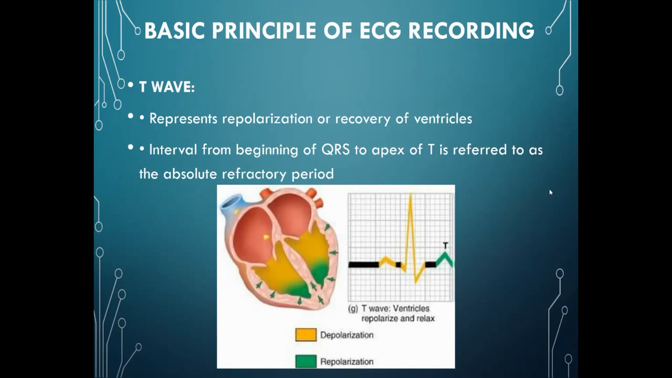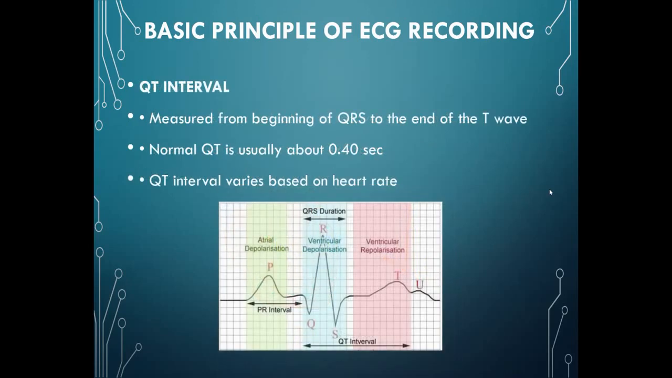This is the interval from the beginning of the QRS to the T wave, and this is called the absolute refractory period. And then comes the QT interval. This is measured from the beginning of the QRS to the end of the T wave. This is normally known as the QT, and it is of 0.40 second interval, but it varies based upon your heart rate. If your heart rate is high, it can be different, and if your heart rate is slow, it can be different.